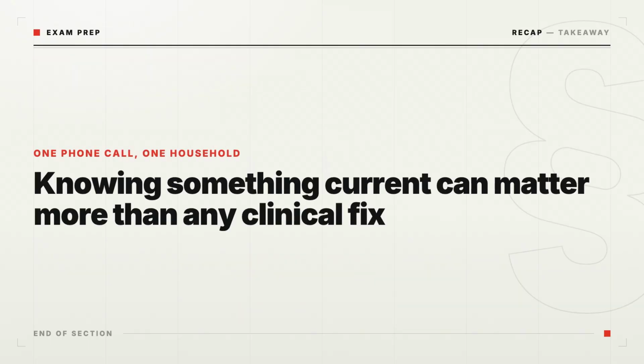Food, housing, and utility assistance are social determinants of health delivered one household at a time. A nurse who connects a family to rental assistance may do more for that household's health than any clinical intervention that week, all from knowing something current and making a call.